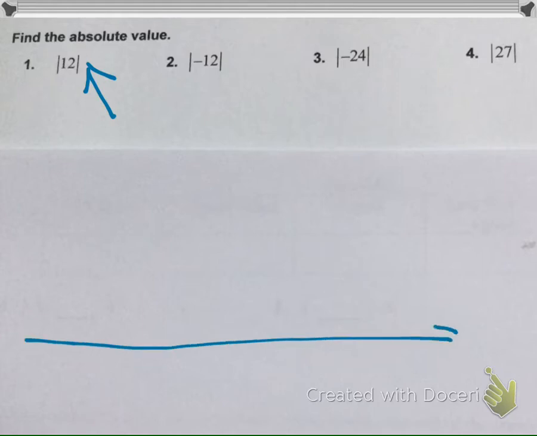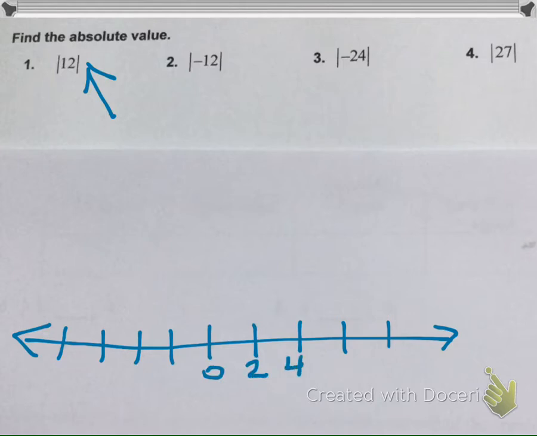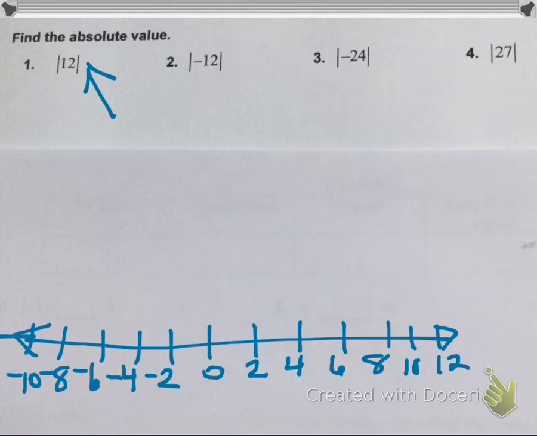If we had a number line here, and if you would like to do this, you can. We have 0. I'm going to count by 2s: 2, 4, 6, 8, 10, 12. And we have 2, 4. This would be a -2, -4, -6, -8, -10, and then we would have a -12. I'm going to write that right there.